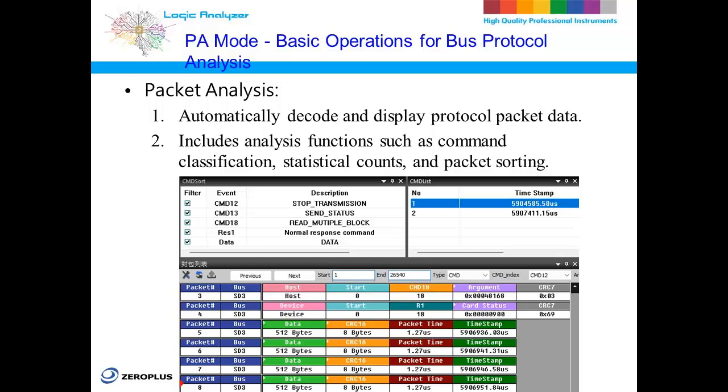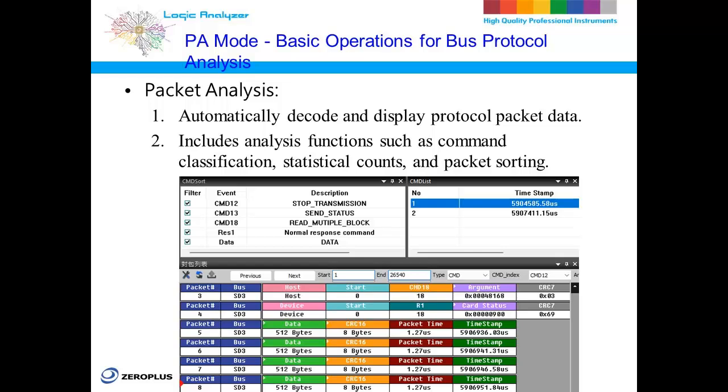The packet sorting feature allows you to sort the captured packets based on different criteria, such as time, command type, or data size. You can choose to sort packets by the time they were captured, which helps you clearly see the order in which packets were transmitted during communication. This is crucial for analyzing data flow changes.